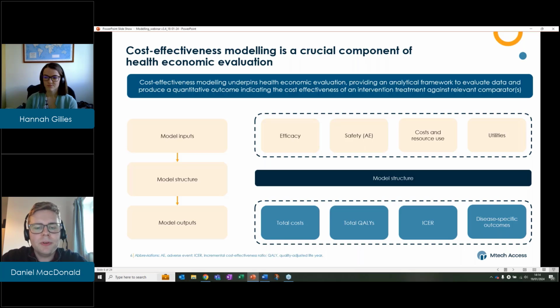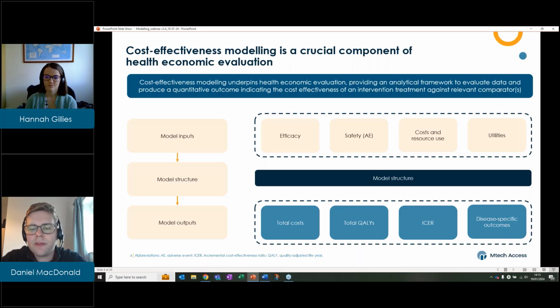The outputs from the model, so we've got total costs and total qualities as the key ones here. So total costs being the costs accrued over the defined time horizon. Likewise for total qualities, so applying the utility in each model cycle. So let's say we have yearly cycles, and you'll be able to estimate the life years accrued. So let's say there's 0.8 of a life year, so 0.8 of the patient population are alive in, let's say, the second model cycle. You can then apply utility to that based on the states that they're in and estimate total qualities from there.